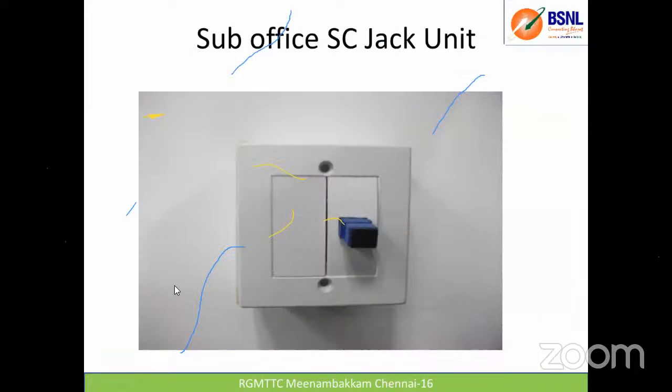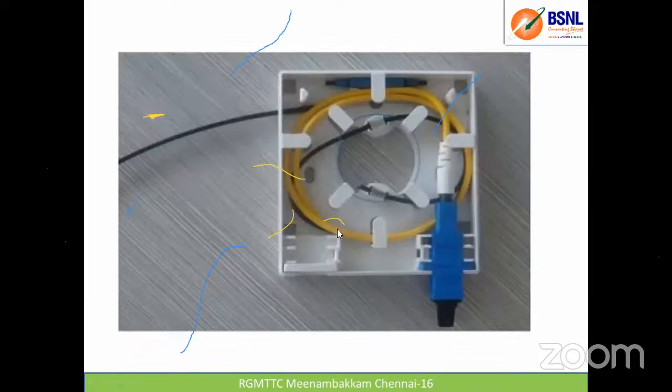Actually, this is a sub-office SC jack unit. Whenever a fiber cable is extended from the OLT to the customer end, it is left open. We cannot directly connect the optical fiber to the modem or ONU or whatever we are connecting. So they use a sub-office SC jack unit like this. This is the connection from the OLT end, and from there they have one connector like this in the SC jack unit.